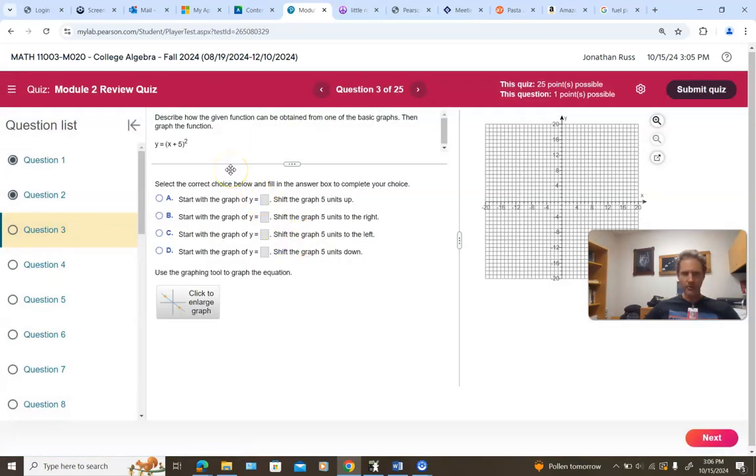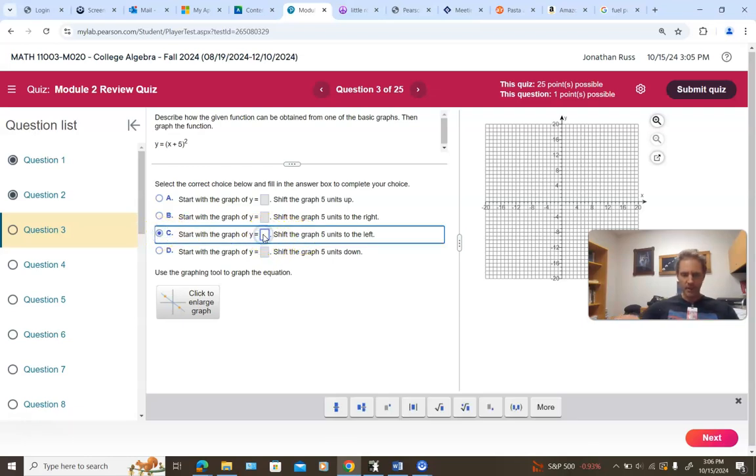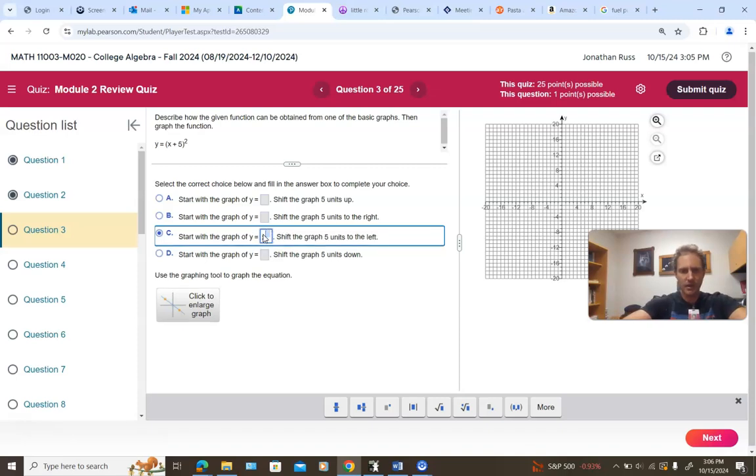All right, and here we're working on transformations. So this is a transformation of our basic x squared function. Okay, and because there's a plus 5 inside the parentheses with an x, that's going to shift it to the left 5 places. So I need to pick out, it looks like it's going to be choice C, and my basic function is just x to the second power, okay? And then it's going to shift 5 units to the left.